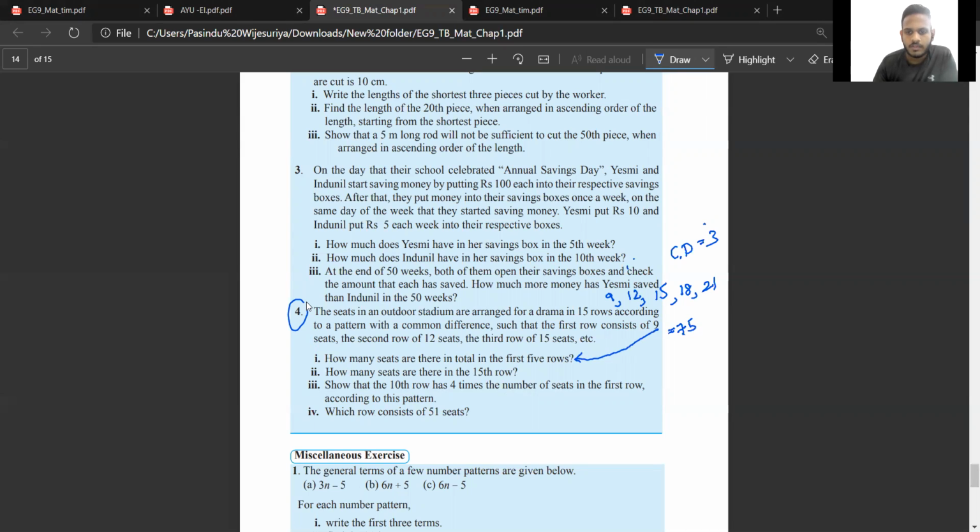Then how many seats are there in the 15th row? So to get the 15th row, we have to consider now.